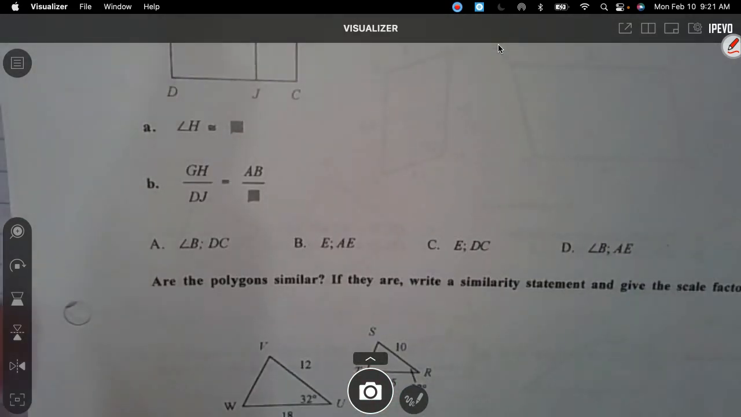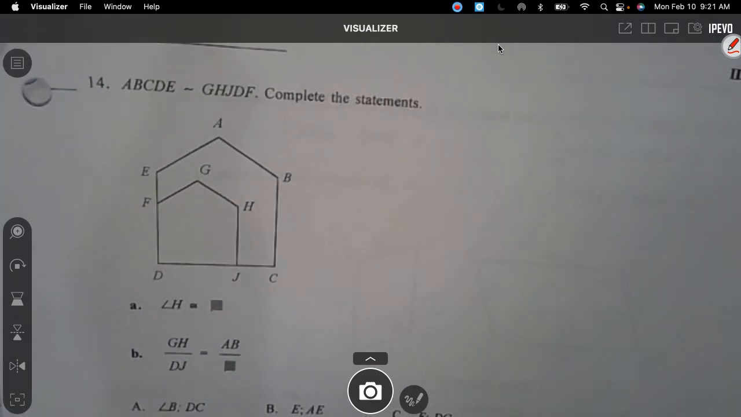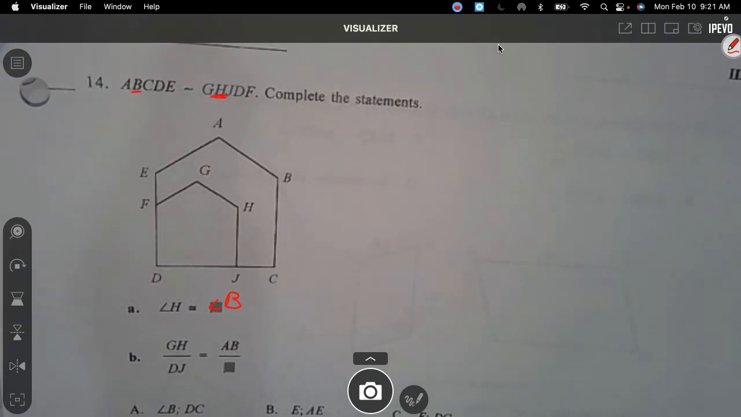Okay, this one says, complete the statement. Y'all, I had some people get this one wrong completely on this paper, or it was on your worksheet or some paper. What does angle H go with? Angle B. Like, just look at it. Angle H matches angle B, so I'm going to put angle B right there. You can also tell right here, H and B go together. Or just look at the picture.